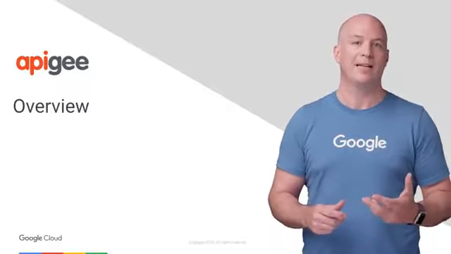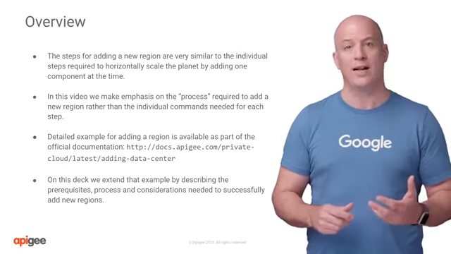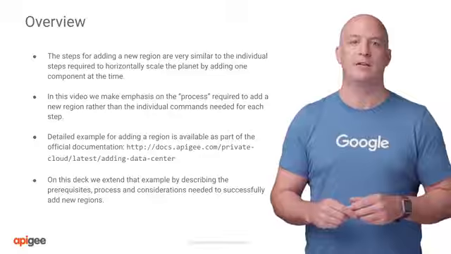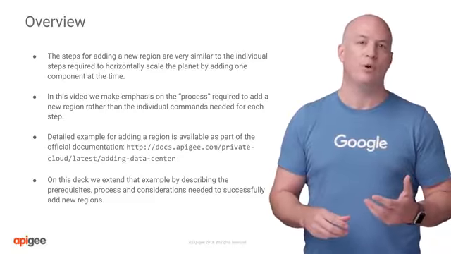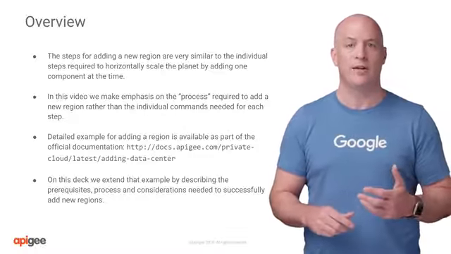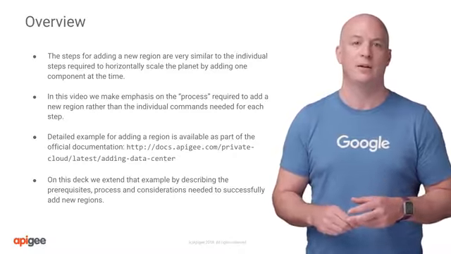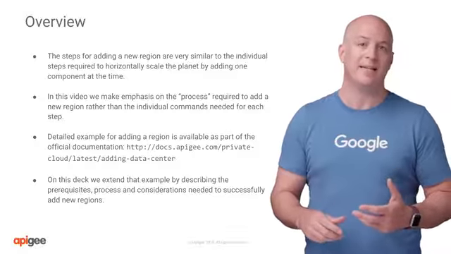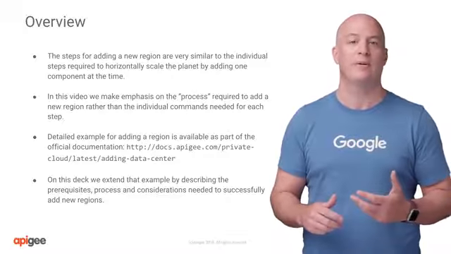The steps for adding a region are very similar to the individual steps to horizontally scale the planet one component at a time. During this video, we'll be emphasizing the process required to add the new region rather than the specific commands for adding each step. For detailed explanations of adding individual components, you can refer to other videos in this series. Alternatively, there is detailed documentation for adding an additional region at the link shown here. During this walkthrough, we extend that example by describing the prerequisites, processes, and considerations needed to successfully add new regions.